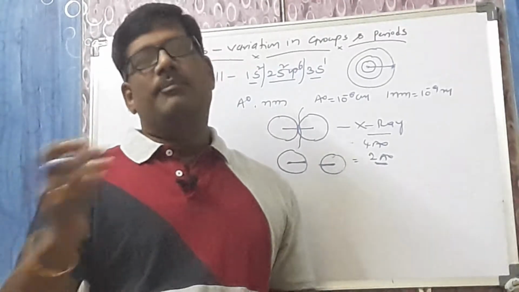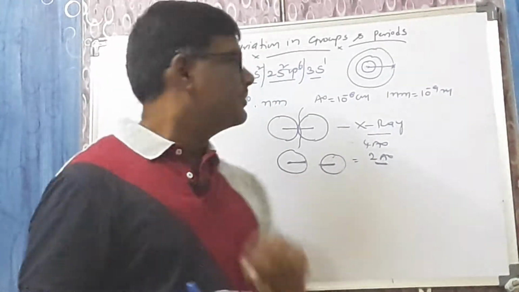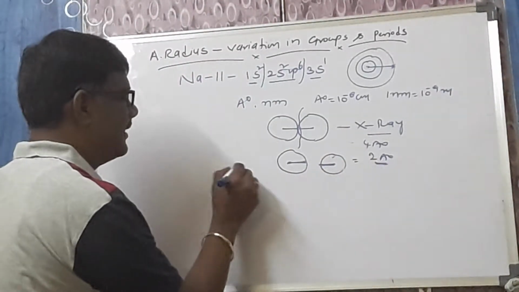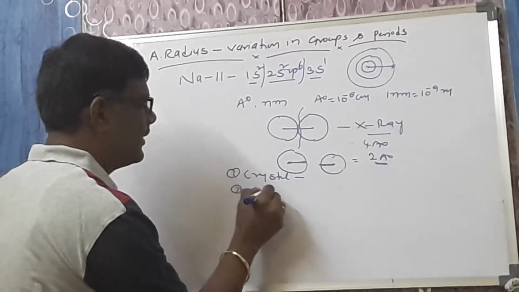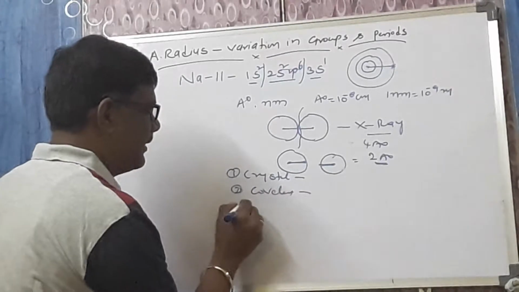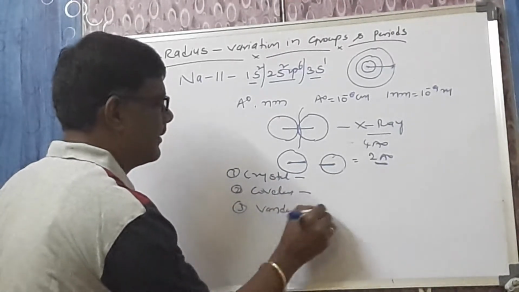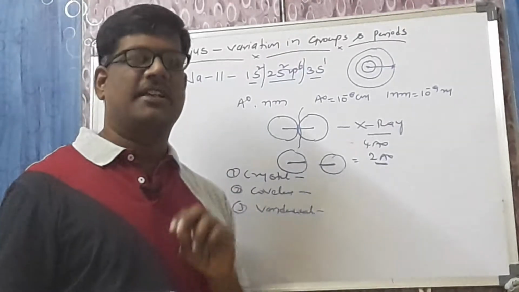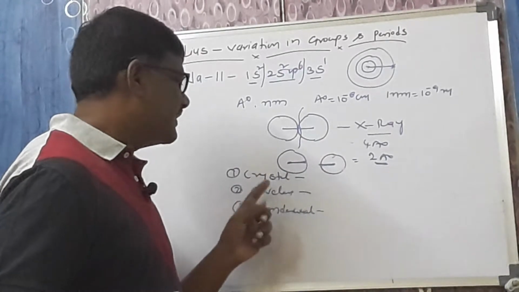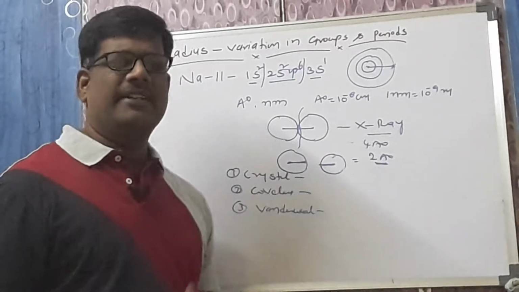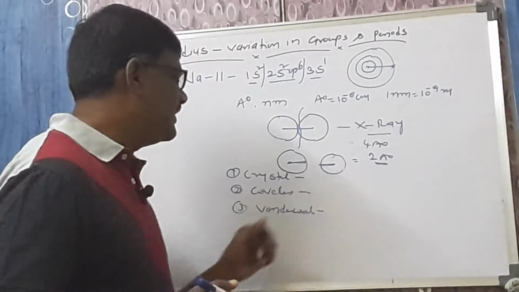Based on the nature of bonding, atomic radius is classified into 3 types. Number 1, crystal radius. Number 2, covalent radius. Number 3, van der Waals radius. All 3 are important for your MSET examination, particularly MSET NEET examination. They ask about crystal radius, covalent radius, van der Waals radius. What is the difference between these 3?